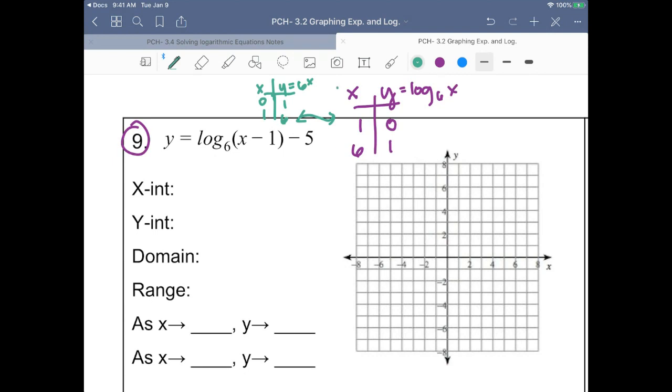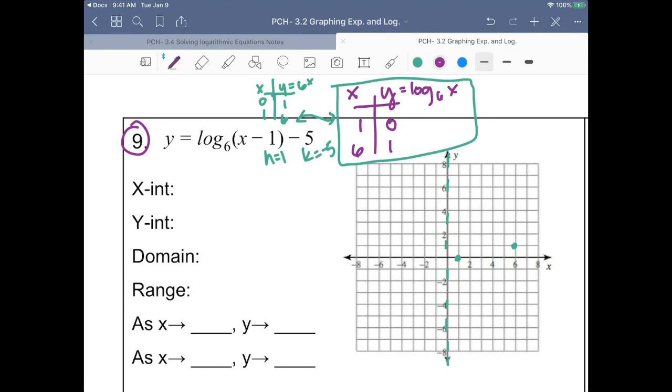Okay, so this is my mother table for logs, for log base 6. So I'm going to graph 1, 0, 6, 1. So log base 6 of 6 is 1. And I have a vertical asymptote at 0. And then, so this is the original. What I'm going to do is my h value is equal to 1 and my k value is equal to negative 5. So I need to transform these.